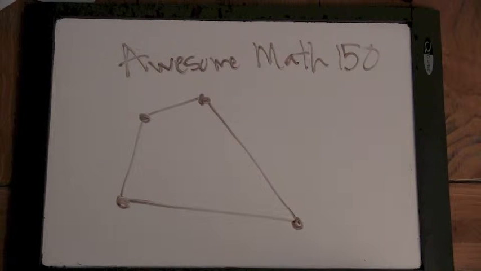So, yesterday we spoke about angles in a triangle. And what did we learn about angles in a triangle? They add up to 180 degrees. So today, we're going to talk about angles in other kinds of shapes.